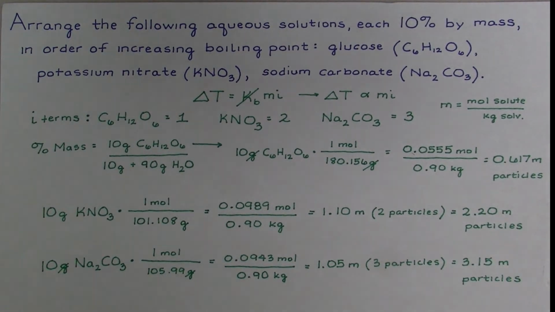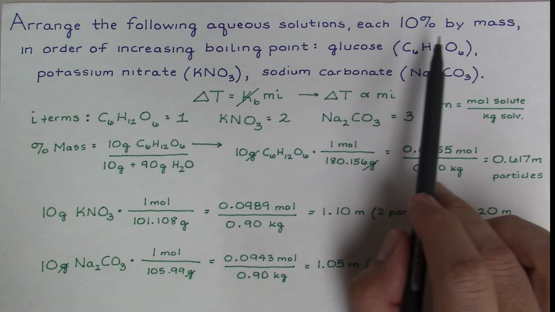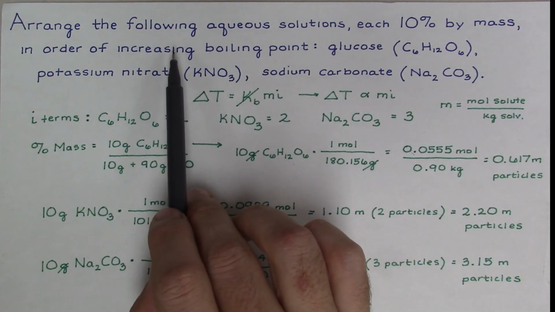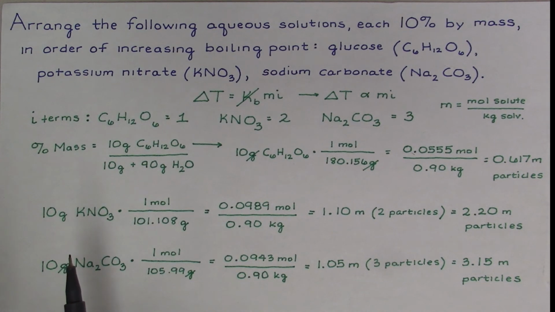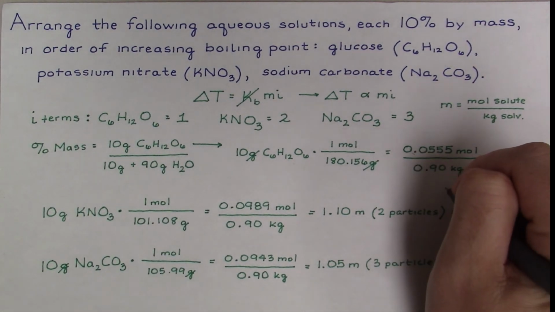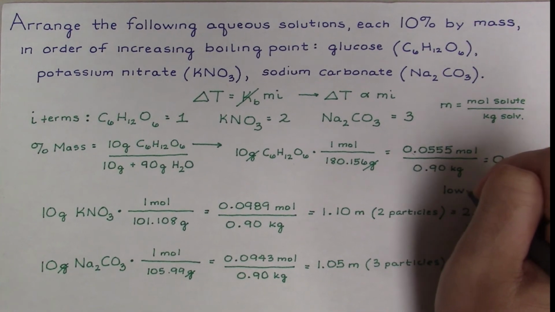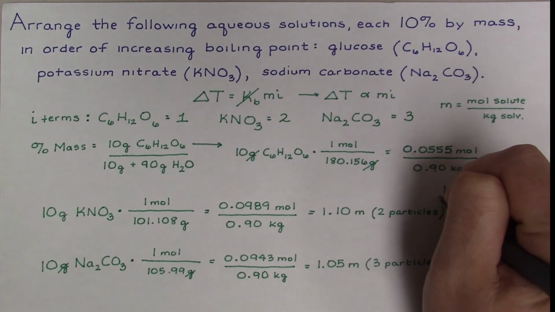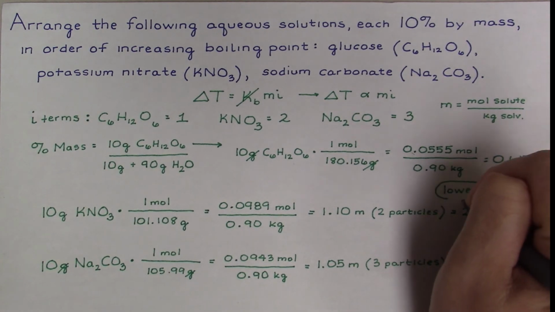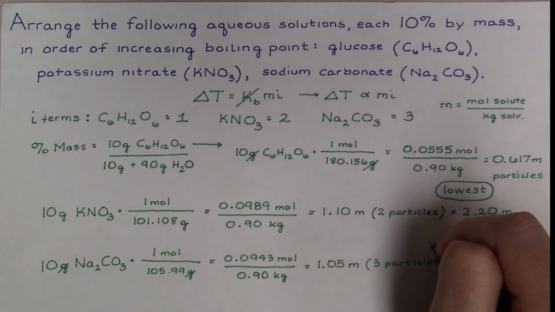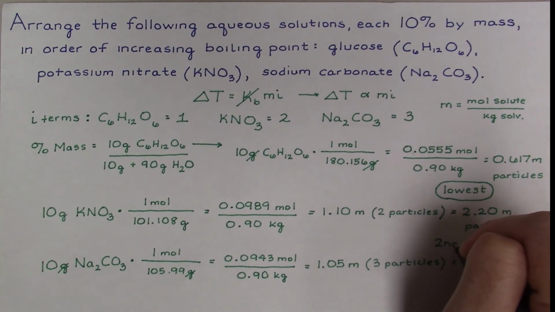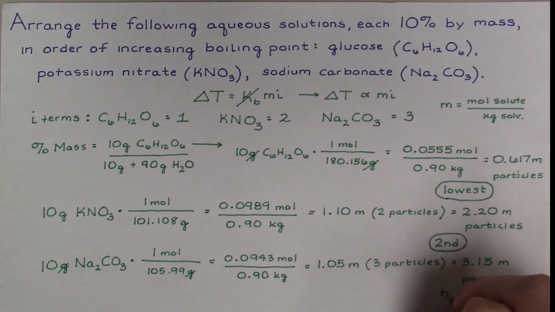So now the question becomes, which one would have the highest boiling point? So as we know, if we put more solute into a solvent, the boiling point will increase. So we have the fewest number of particles giving us the lowest boiling point. This would still be higher than the pure solvent itself, but it does give us the lowest change. Then we will see for our potassium nitrate, because our molality of particles is the second highest, it would be the one in the middle. And finally, with our sodium carbonate, we will have the highest change because it has the highest number of particles.